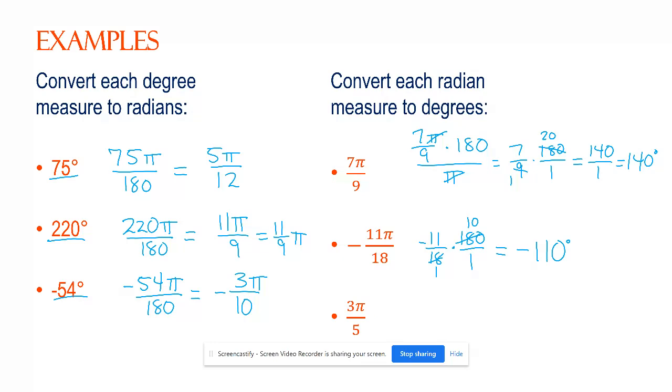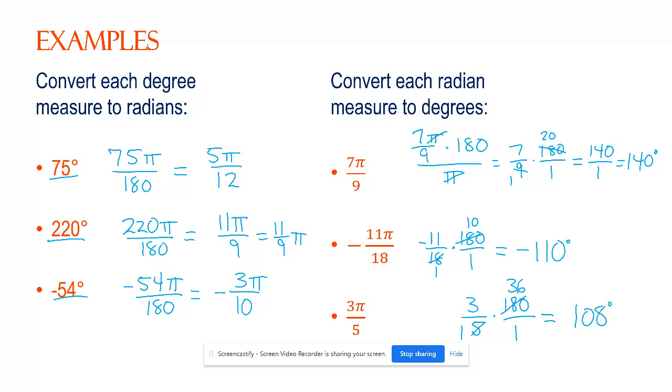Same thing on the last one. I'm going to just forget about the pi because I know it cancels out. Take 3/5 and multiply it by 180. Simplify here by cross-canceling. I'm going to get 36 up here. And then just multiply the 3 times the 36, and I'll have 108 degrees.